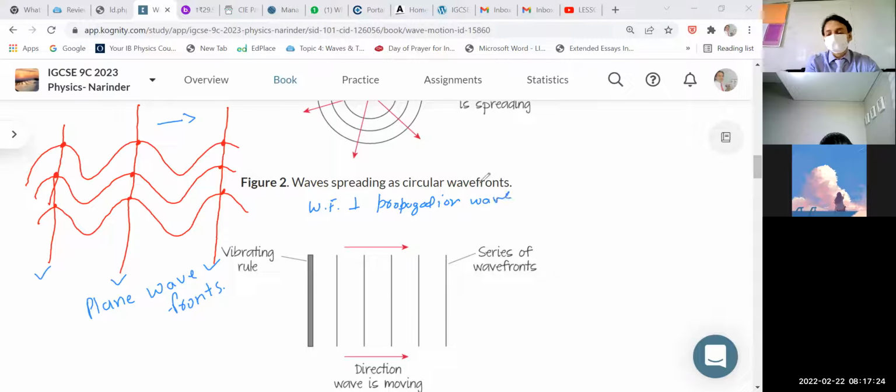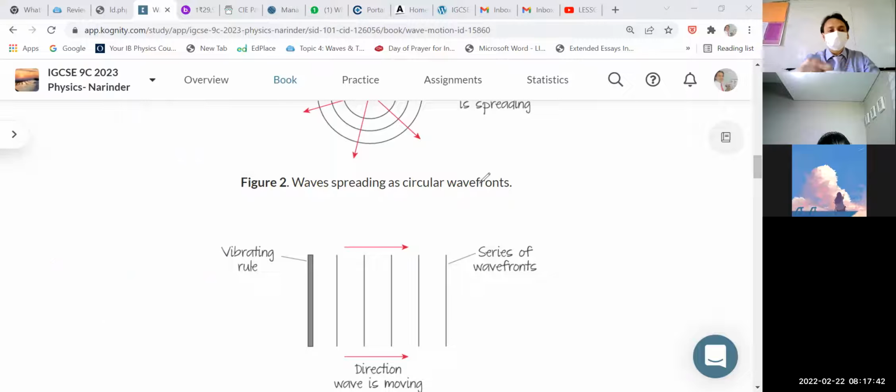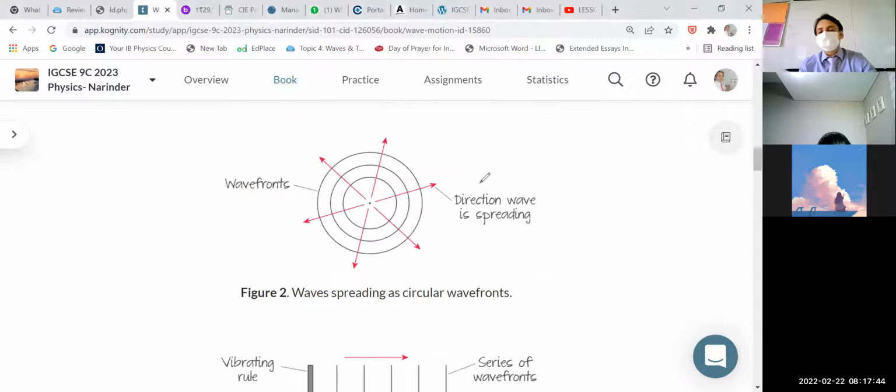Propagation of wave, or perpendicular to the direction of the movement of wave. So that is a wavefront, children. Another thing, always remember wavefront makes an angle of 90 degrees, that is, perpendicular to the direction of the propagation of wave. So basically, children, the first category of the wavefront is a spherical wavefront.